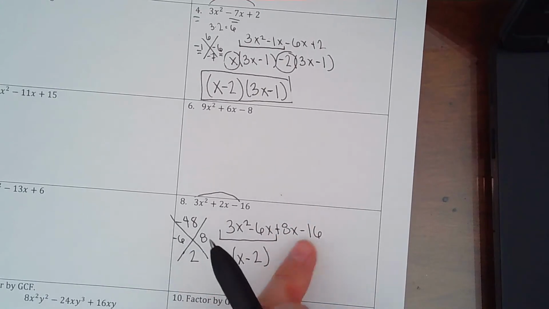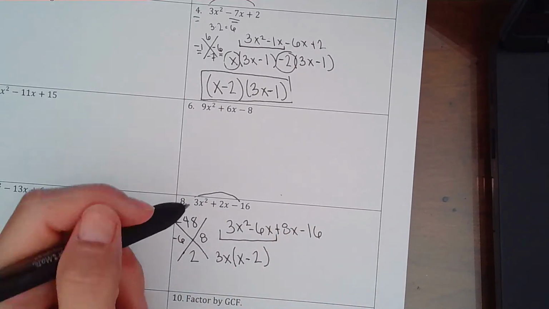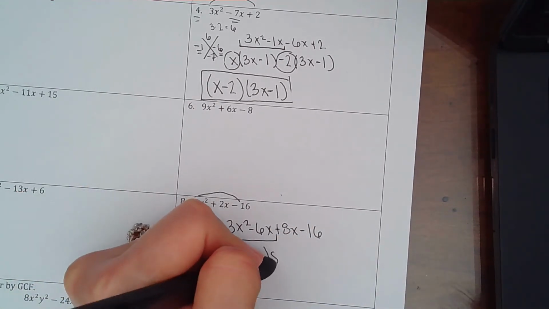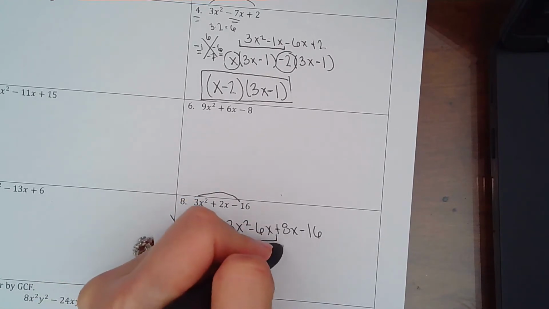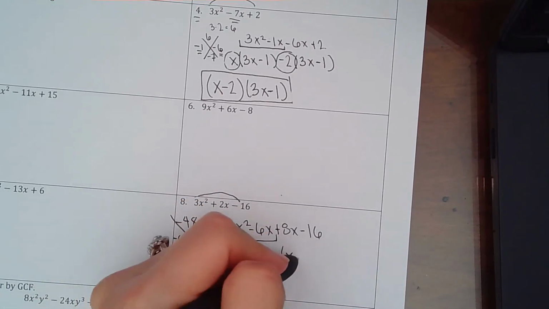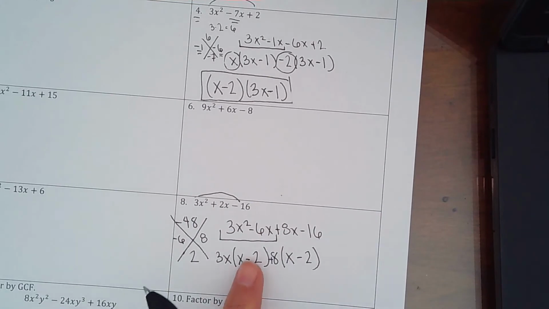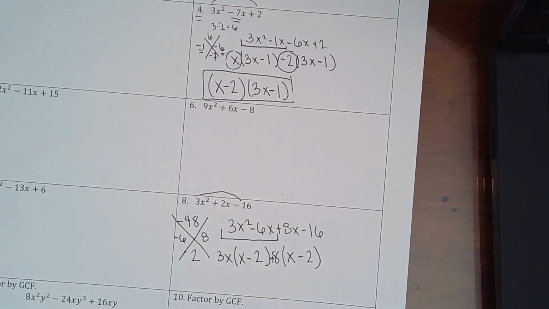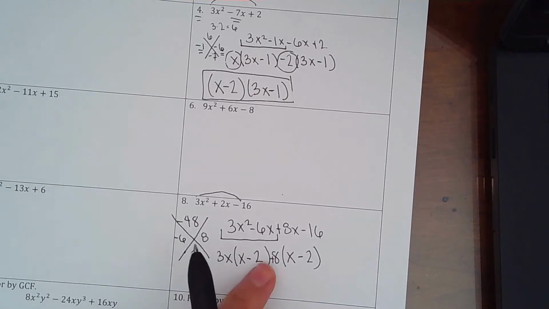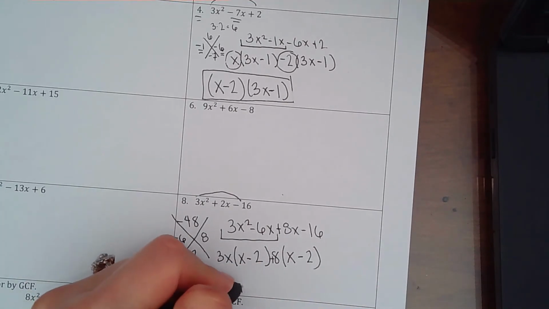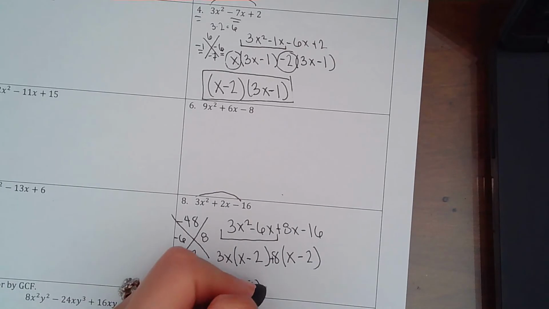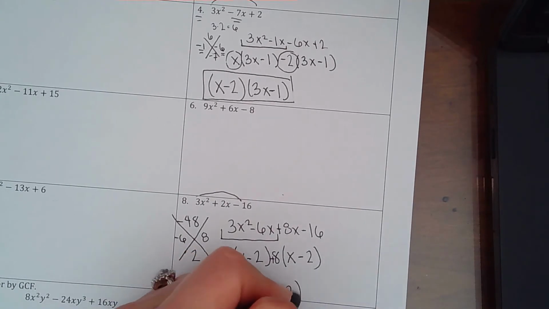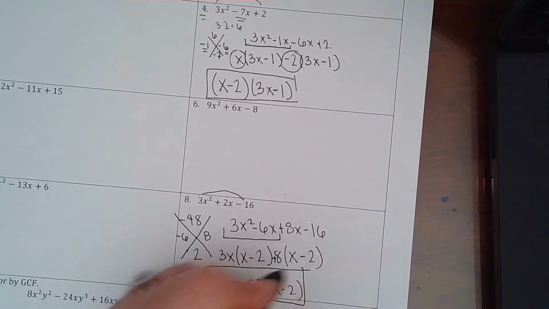All right, over here, I would look and think what I could take out. And the only thing I could take out is an 8, a plus 8. So I would be left with an x minus 2. And if I look, my parentheses are matching, so I'm in luck. So I have a 3x plus 8 in one parenthesis, and I have an x minus 2 in the other parenthesis.